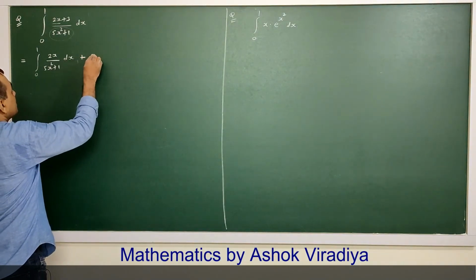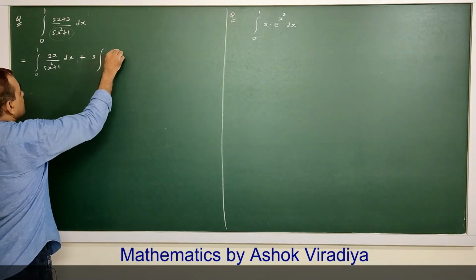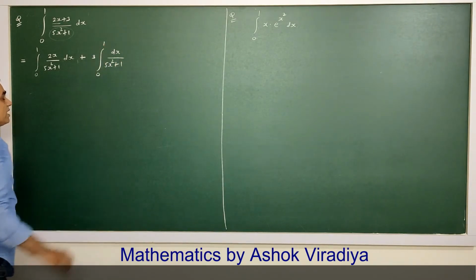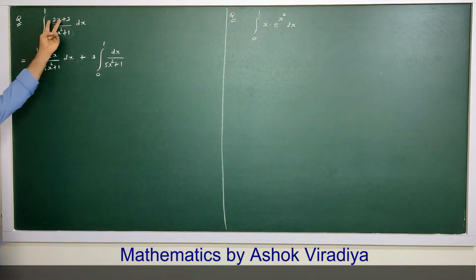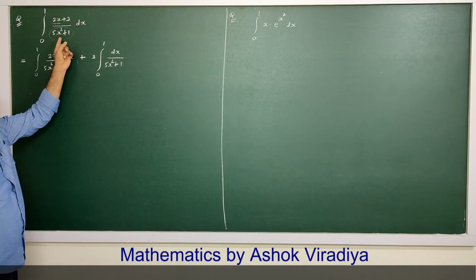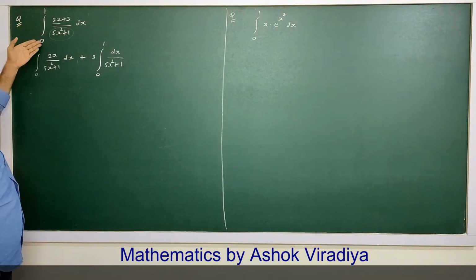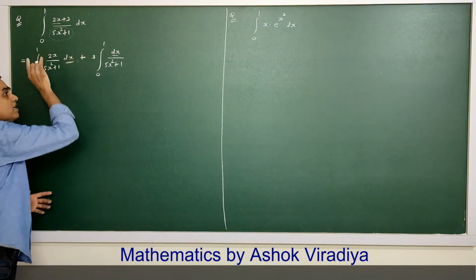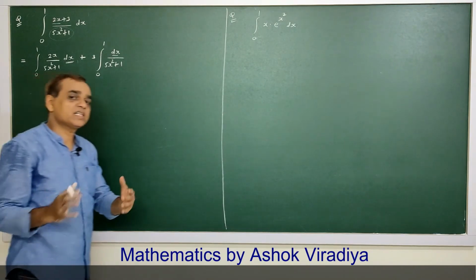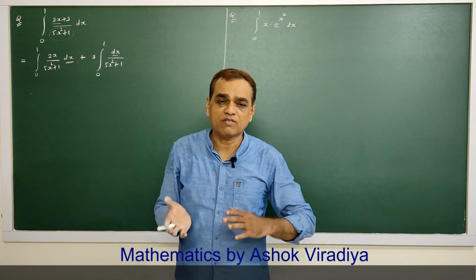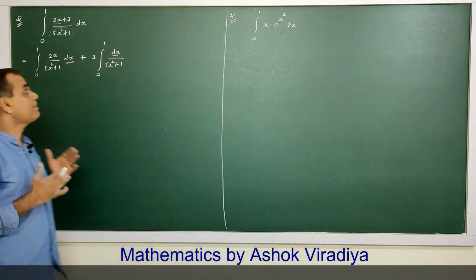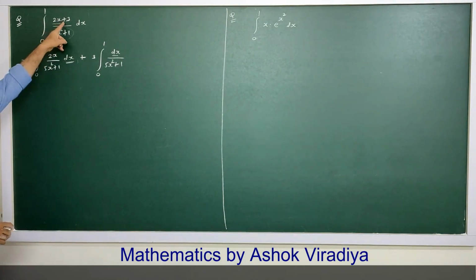plus 3 into dx upon 5x square plus 1, from 0 to 1. So 2x upon this number plus 3 upon this number, and distribute the integral sign individually with dx and with the lower and upper limit. The working rules are the same. The integral of f x plus g x is the integral of f x plus the integral of g x. So this can be separated if a sum or difference of functions is given.